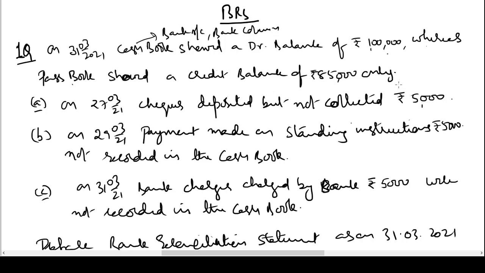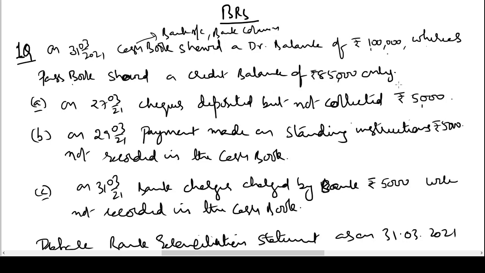On 29th March 21, payment made on standing instructions rupees 5,000 not recorded in the cash book. We have given some standing instructions to the bank. Bank has made payment, let us say of rent, telephone or some mobile bill, etc. They have paid 5,000 rupees based on our standing instructions, but the same has not been recorded in the cash book. On 31st March 21, bank charges charged by the bank rupees 5,000 were not recorded in the cash book. Bank has charged some charges 5,000 rupees for the facilities provided to us. The same has not been recorded in the cash book. Prepare bank reconciliation statement as on 31st March 21.